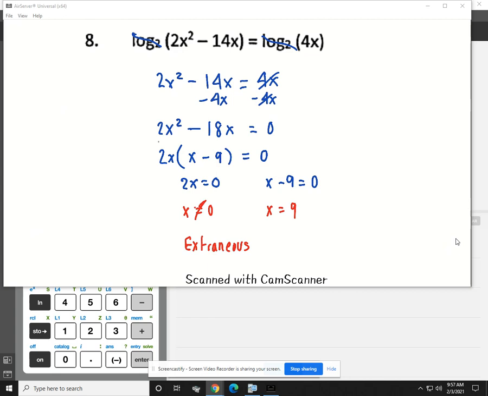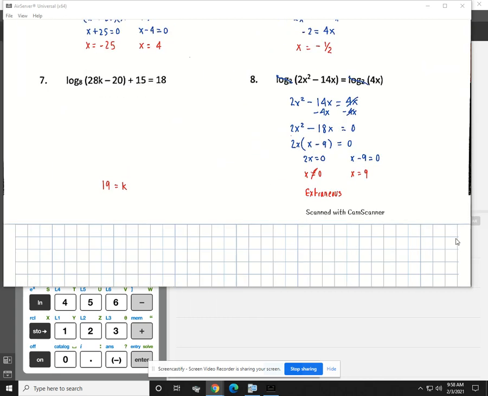Pretty simple. Hopefully you guys were able to do the other 4. If not, finish them up, and you can turn this paper in when you are finished.